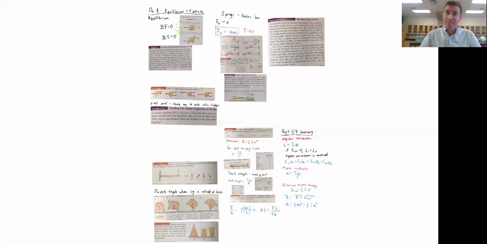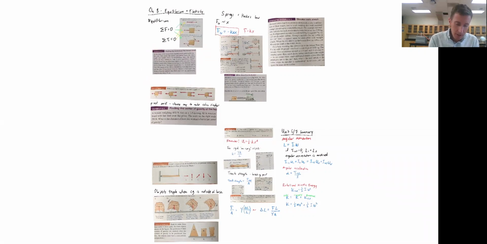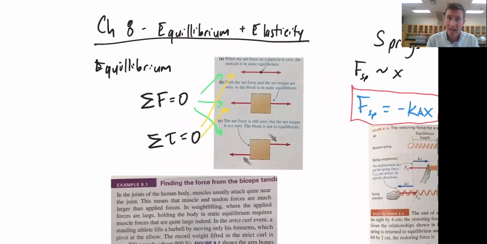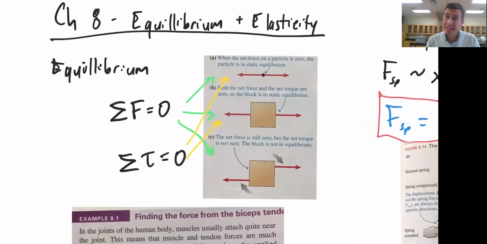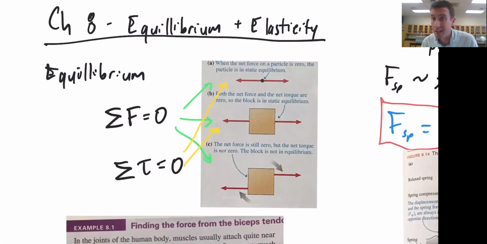Welcome back. Time for Chapter 8, Equilibrium and Elasticity. So Chapter 8 is kind of a hodgepodge of lots of different ideas, and so we're going to go through and talk about each of them. It's a nice review of everything we've learned with rotational motion and torque and spring potential energy and spring constants. There's a lot in here.